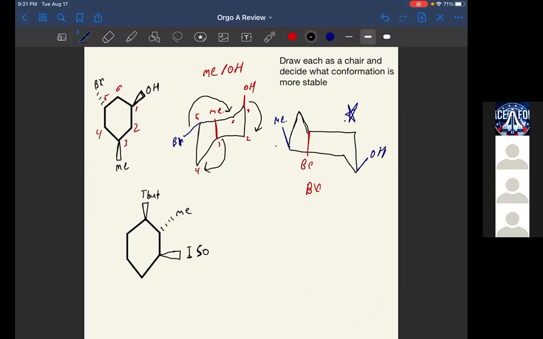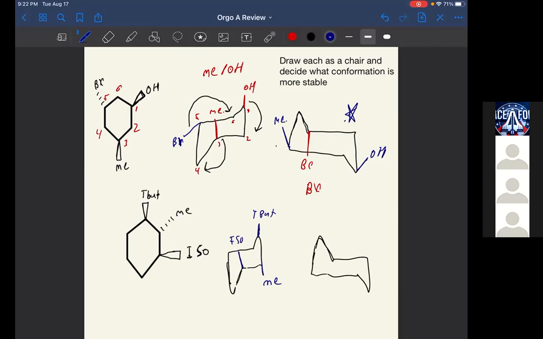So if we draw this out, I'll draw these out real quick, just so you guys catch the drift. For the first one, I have, 1 second, my pen is unscrewed. I have terbutyl, then I have methyl down, and then I have iso. That's definitely really unstable. Those are all three in axial.